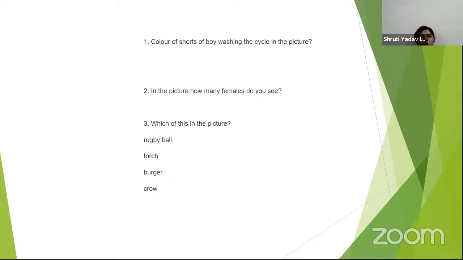In the picture, how many females do you see? 2. Which of this is in the picture? Rugby ball. Where is the rugby ball? Car's headlight. Yeah, headlight of the car. Yeah, correct.